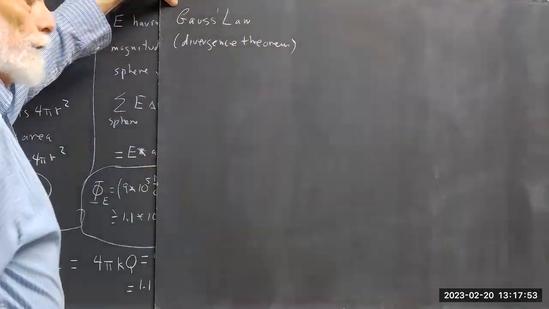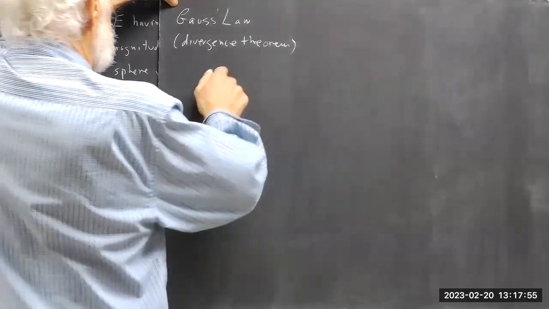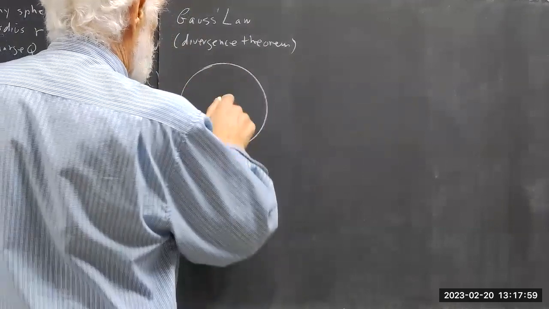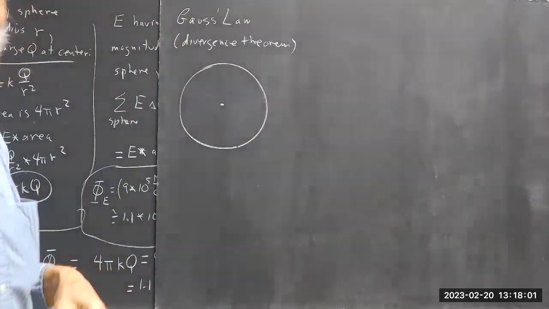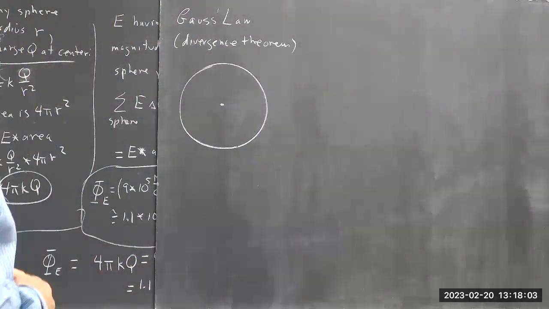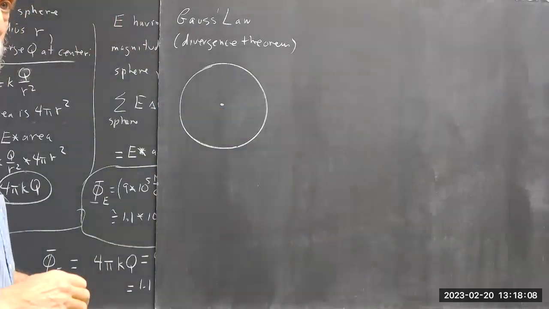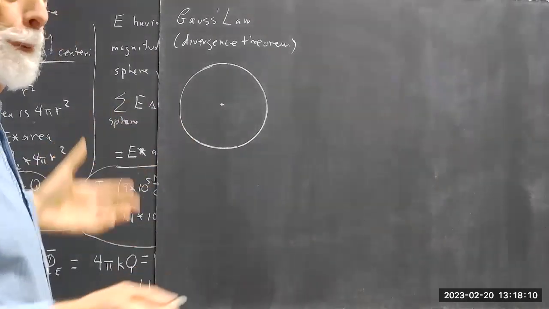Gauss's law, which is the divergence theorem. So that's a better circle, because I'm not trying to put it around a given point. It works if you've got a charge at the center. Total flux is 4 pi kQ.